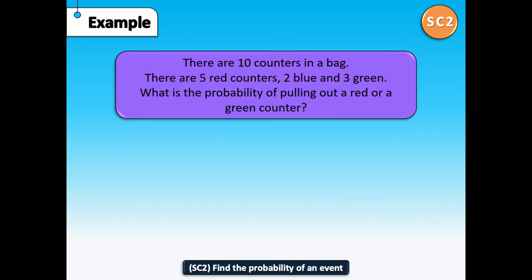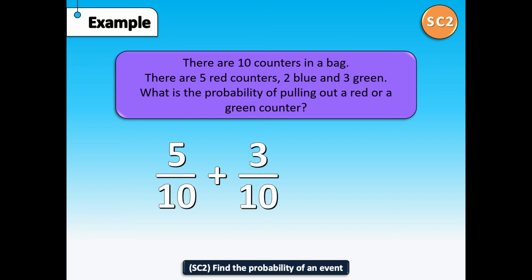This time, we want the probability of pulling out a red or a green counter. So we can add the 2 probabilities together. The probability of red is 5 out of 10. The probability of green is 3 out of 10. So that would be 8 out of 10.